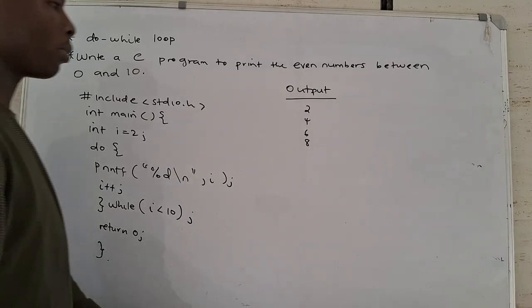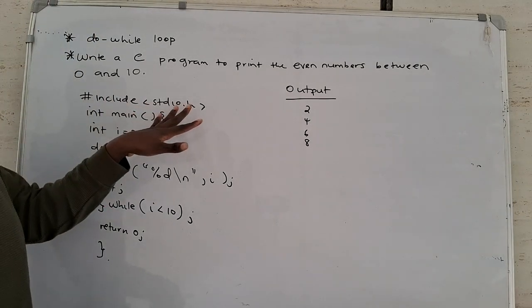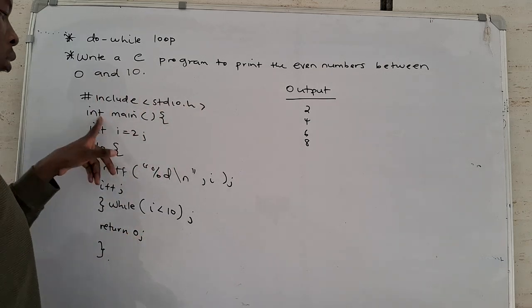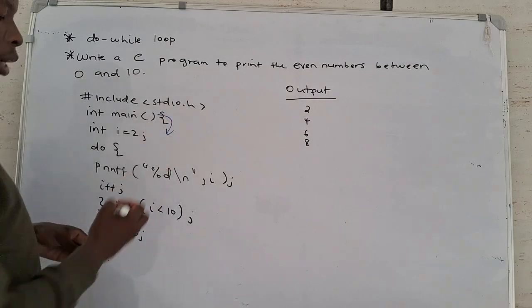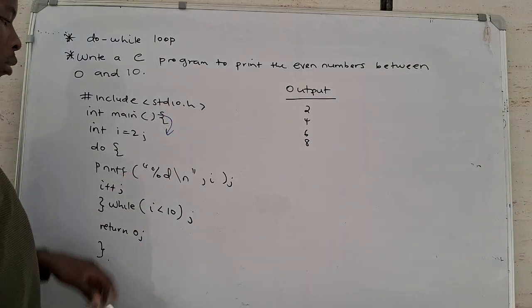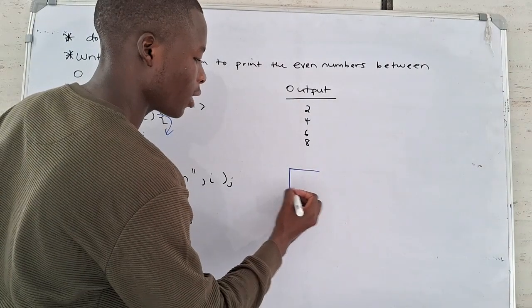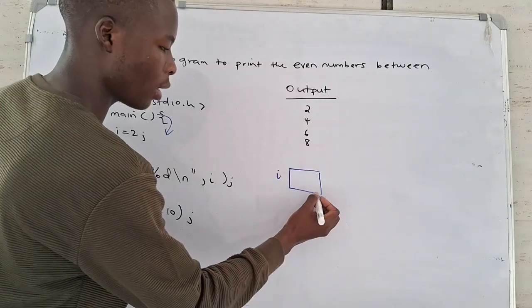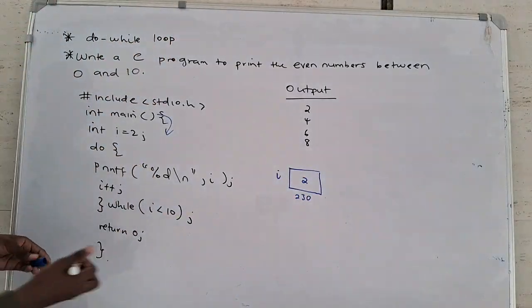Let's check how the output is coming. This is the preprocessor directive the compiler is going to check. After checking this, it is going to find the main function. Now it is going to enter into the main function. This statement is nothing but declaration and initialization of the variable I. So I is initially storing 2. Suppose this is 230, the memory address.